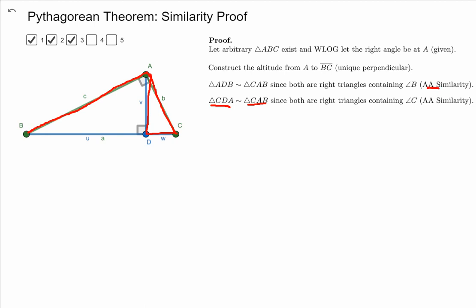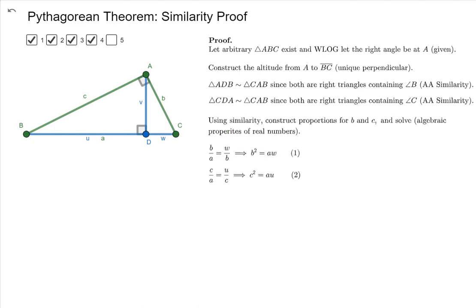And they're both true by similarity, right? Angle B is in both triangles. Another angle in the triangle is a right angle, so we know that we have it. And this is really all the setup. The rest is algebra. So what we're going to do is create proportions for C and B, right? I'm going to create a proportion for C, a proportion for B, and let's show how that goes.